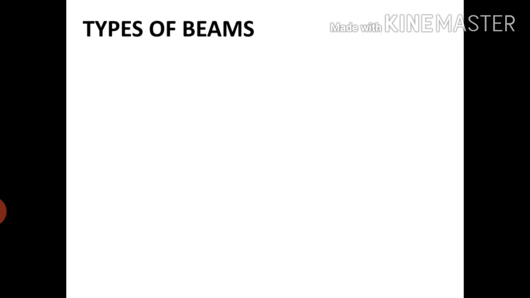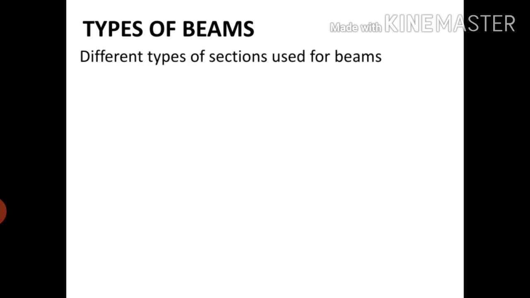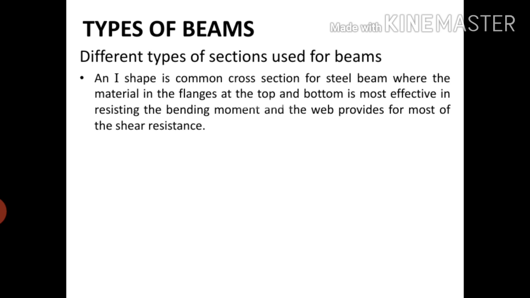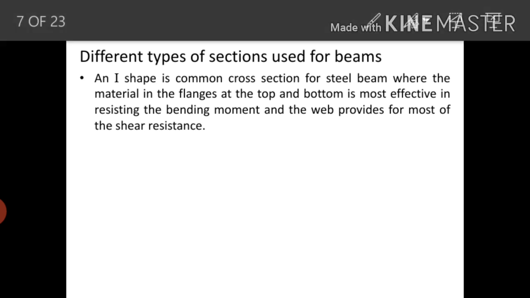So the different types of beams generally used in steel structures, that is the types of beams. An I shape is a common cross section for a steel beam where the material in the flange at the top and bottom is most effective in resisting the bending moment, and the web provides for most of the shear resistance.